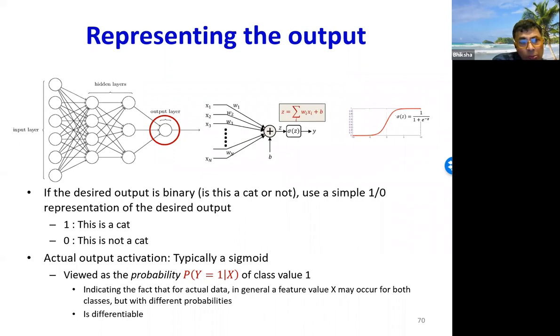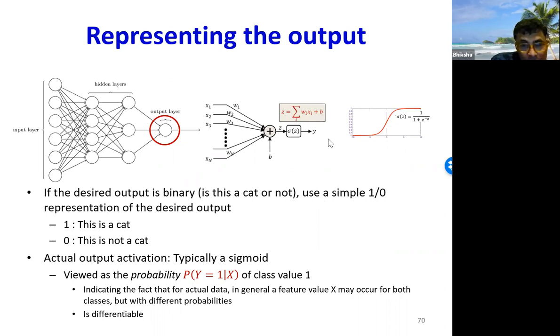If the desired output is binary, like in a classification task, for instance, if I'm trying to classify images of cats, then what I would do is convert this task, this task of deciding whether it's a cat or not a cat, to a numeric form. So now, whenever the network encounters an image of a cat, you want the network to output a 1. If it encounters something that's not a cat, you want the network to output a 0. So the desired output now is going to have a simple 1-0 form.